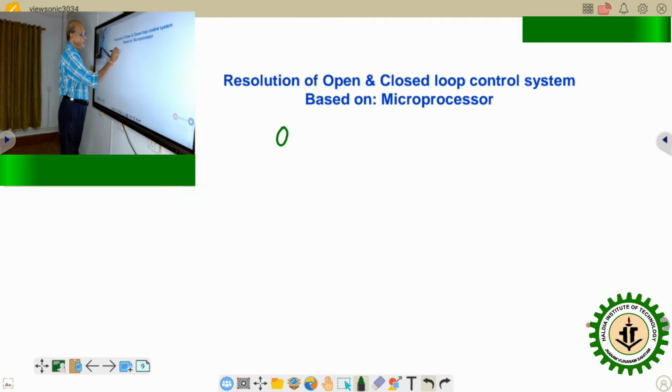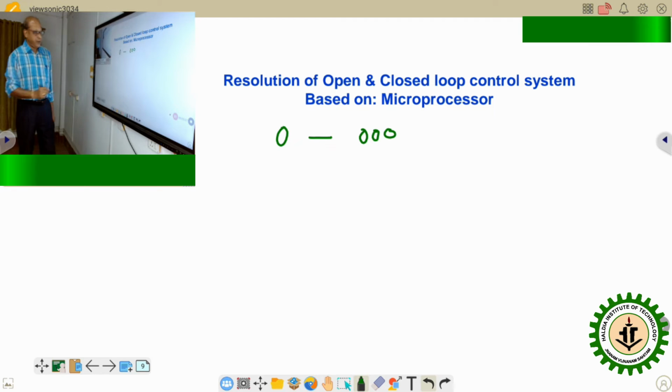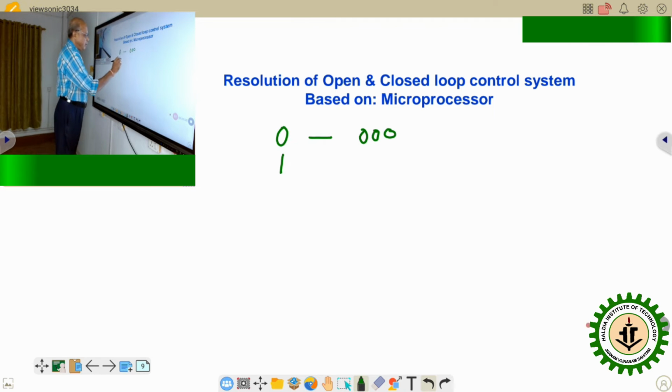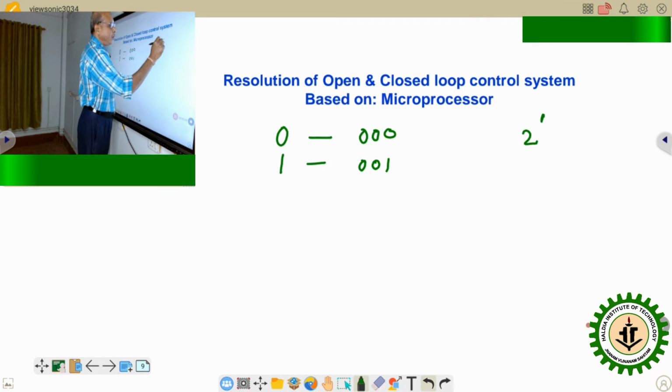Say 0. It is decimal. The corresponding 3-digit binary number will be 0, 0, 0. For 1, it will be 0, 0, 1. Suppose I had taken there 2 to the power n.